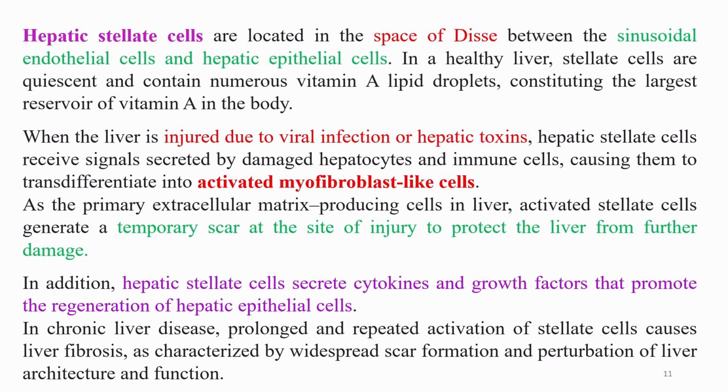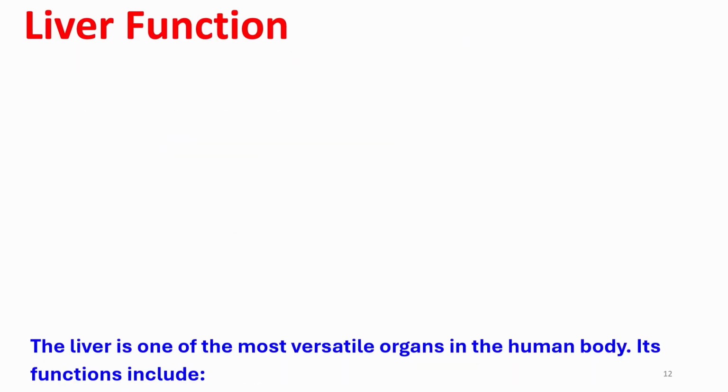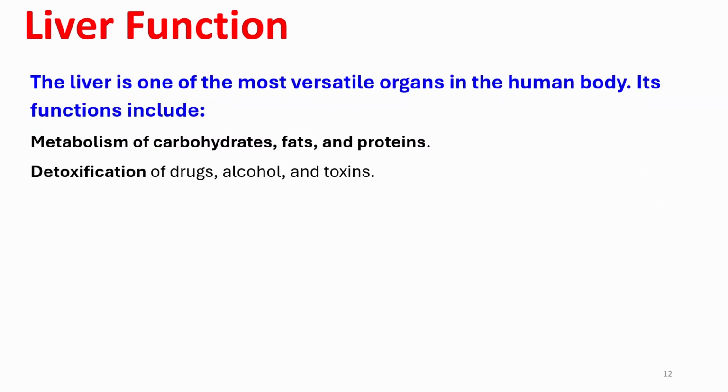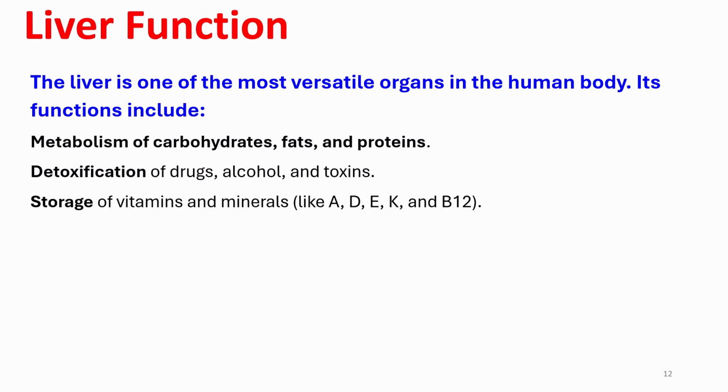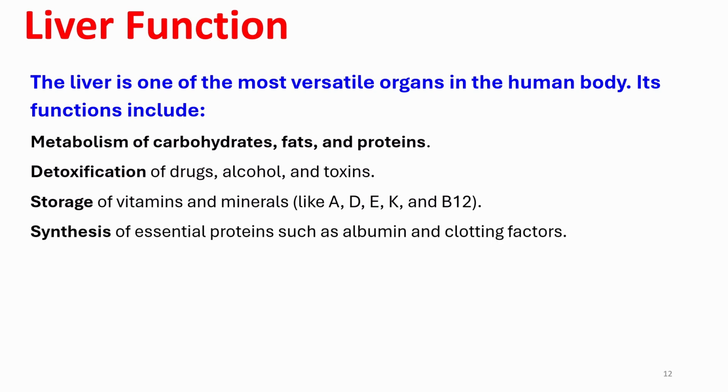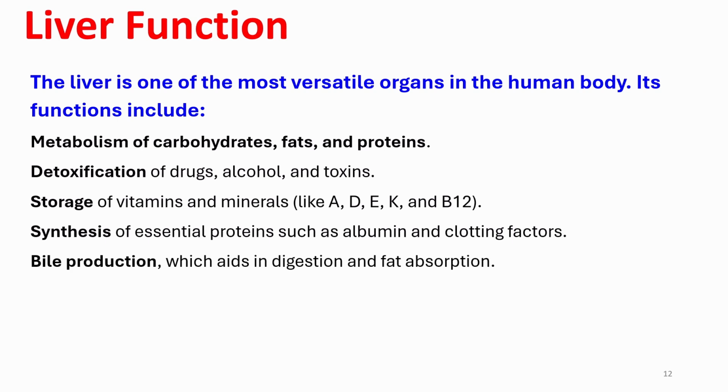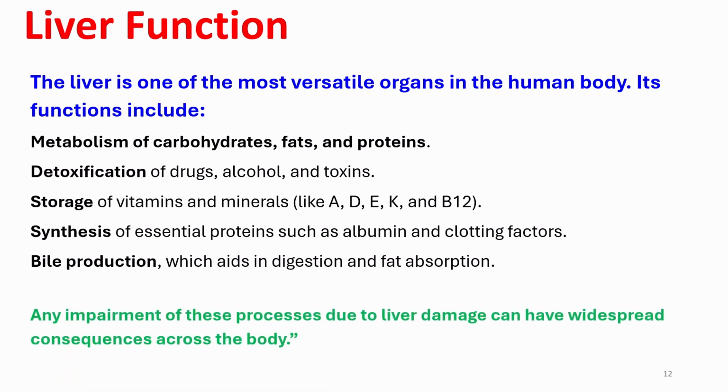The liver is one of the most versatile organs in the human body. Its functions include metabolism of carbohydrates, fats, and proteins, detoxification of drugs, alcohol, and toxins. Storage of vitamins and minerals, like A, D, E, K, and B12. Synthesis of essential proteins, such as albumin and clotting factors. Bile production, which aids in digestion and fat absorption. Any impairment of these processes due to liver damage can have widespread consequences across the body.